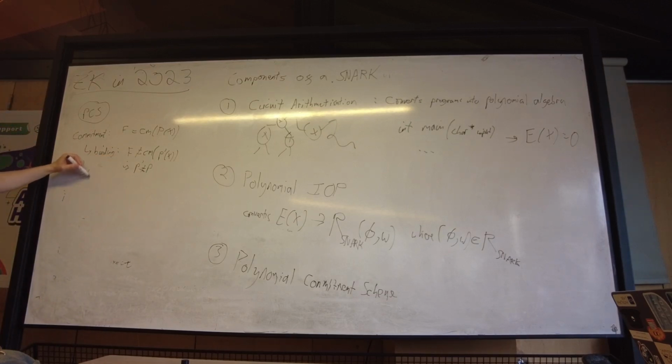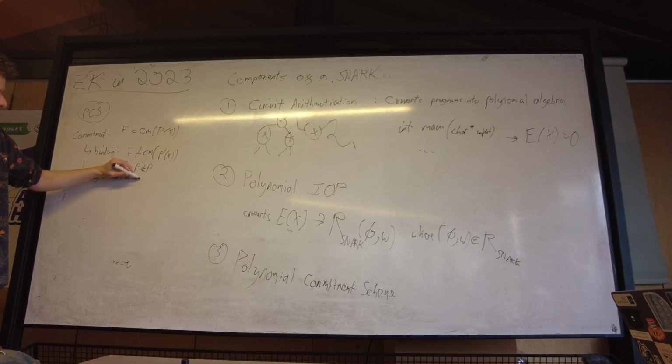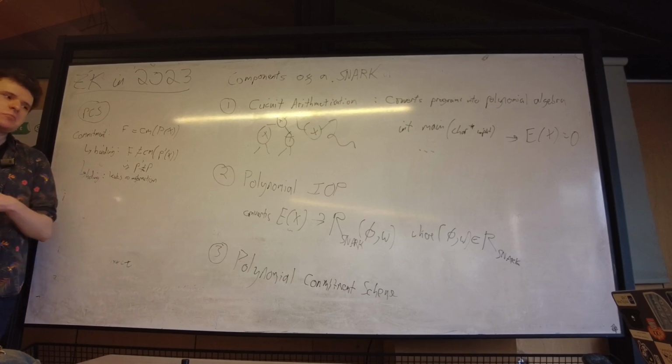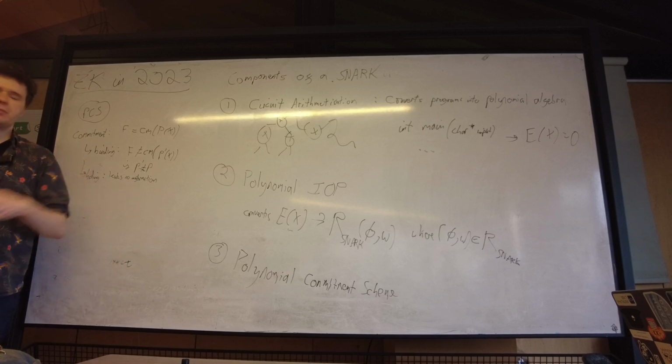So hiding is, and this is a massive oversimplification, that the commitment looks random, so it leaks no information. If I give you a valid polynomial commitment, it just looks random. It's uniformly randomly distributed across some domain. For us, that will be elliptic curve points.